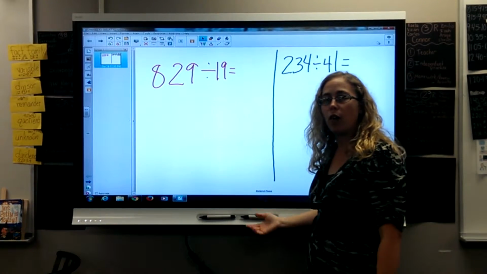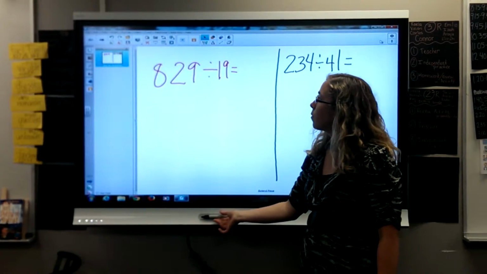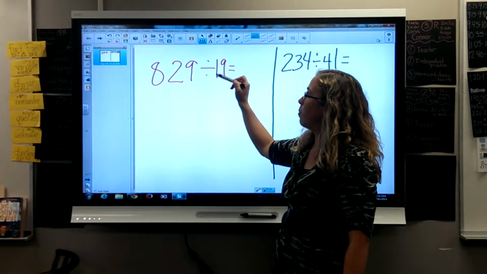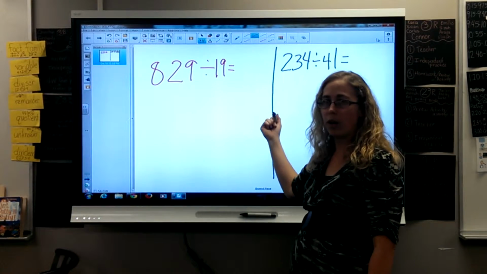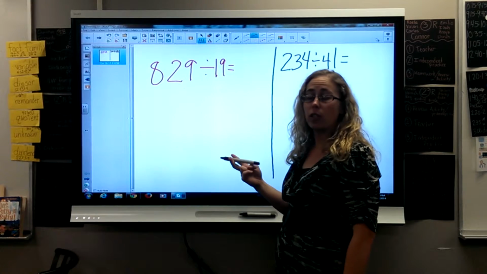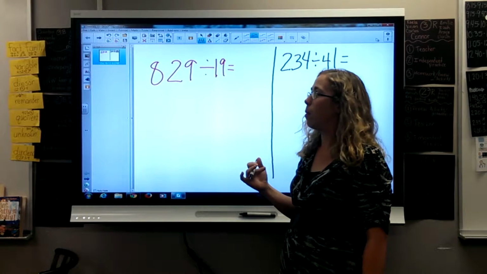This is how you solve a division problem by estimating and using compatible numbers. So we have the division problem of 829 divided by 19. And we have to try to find the quotient, but we're estimating the quotient. So if you saw this in a word problem, it would say about how much, or estimate how much.